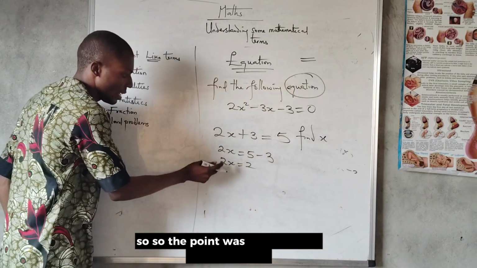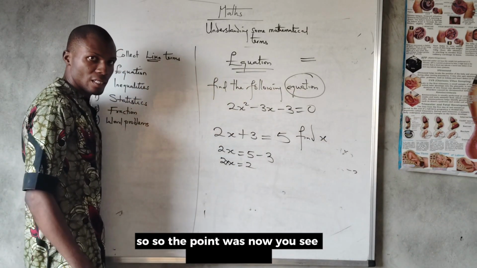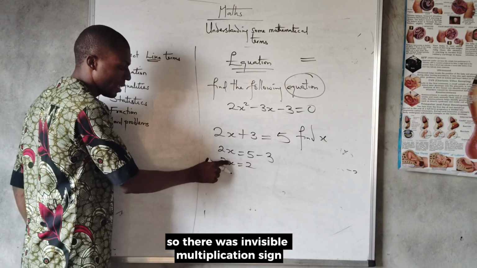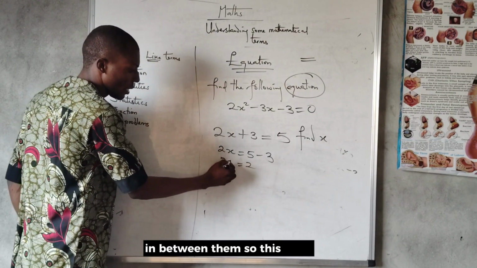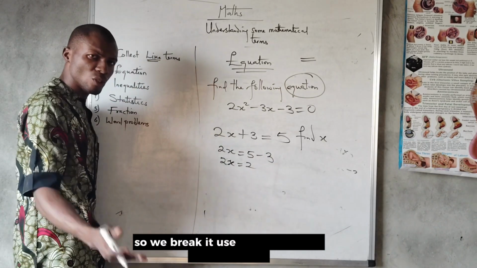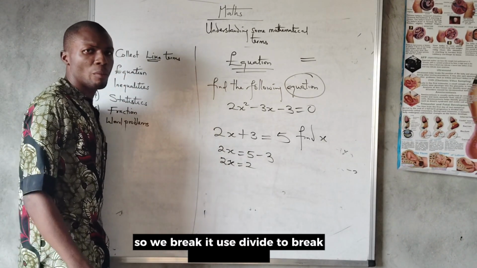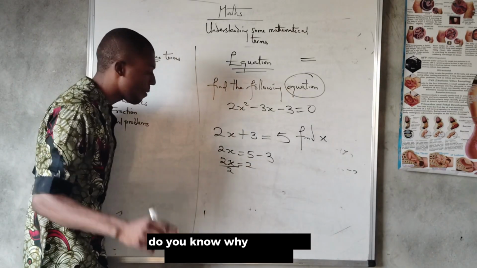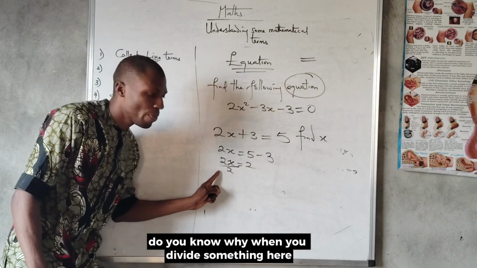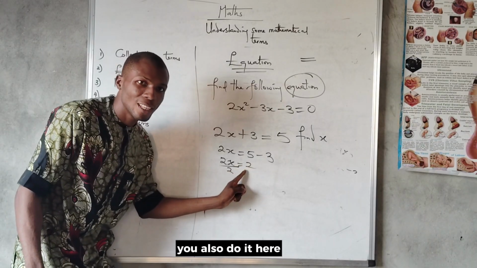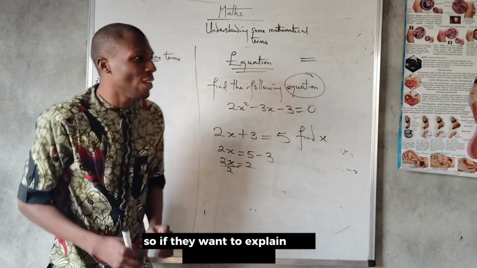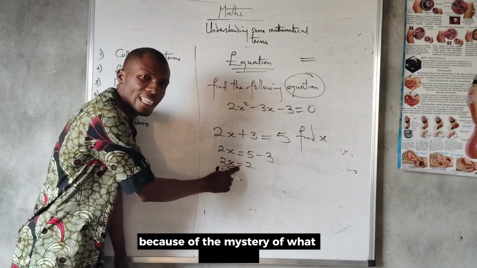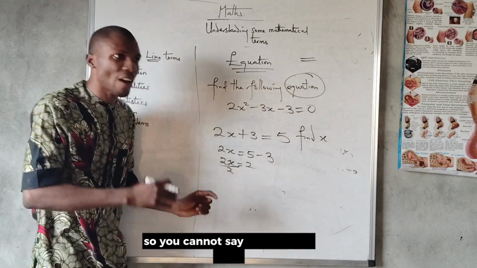So the point was, 2 times x is 2x. So there was an invisible multiplication sign in between them. So this is 2x. So we break it. Use divide to break multiplication. So divide by 2. If you divide it here, you do it here. Do you know why? When you divide something here, you also do it here. Some people, if they want to explain, say divide both sides. Why is it both sides? Because of the mystery of what? Equal sign.